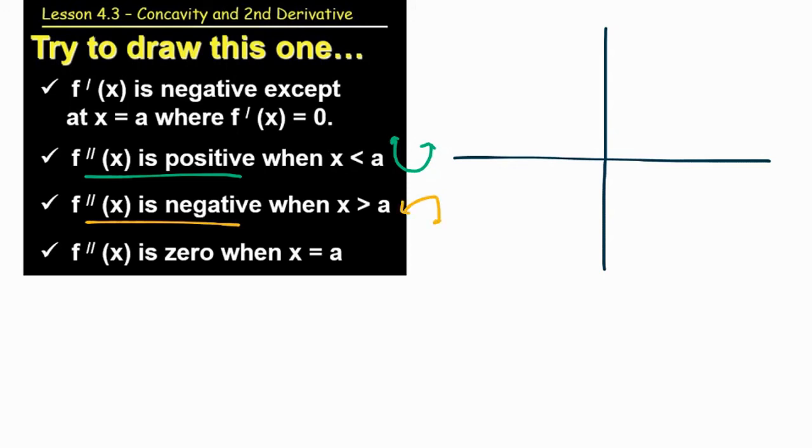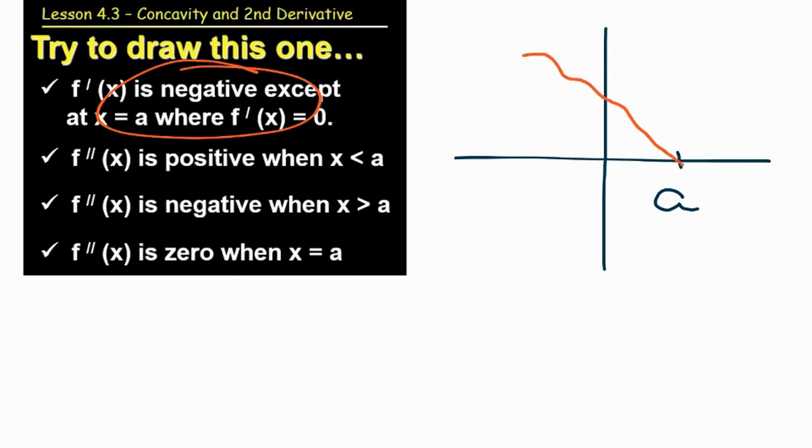Now we've got one more statement where it says that f double prime is equal to 0 when x equals a. So the important thing to understand about this problem is that x equals a seems to be some type of critical point. What type of critical point? Well, if you think about a graph that's going down all the time, then x equals a can't be a maximum or minimum. So how are you going to draw the concavity based on x equals a being an inflection point? X equals a is that inflection point.